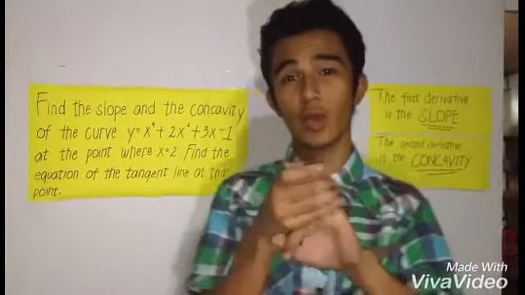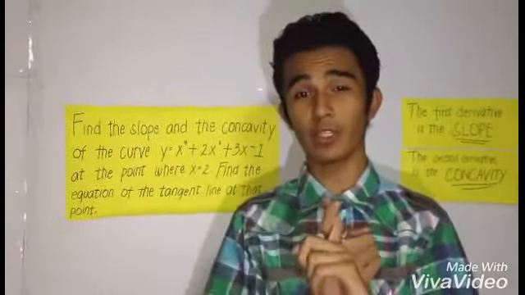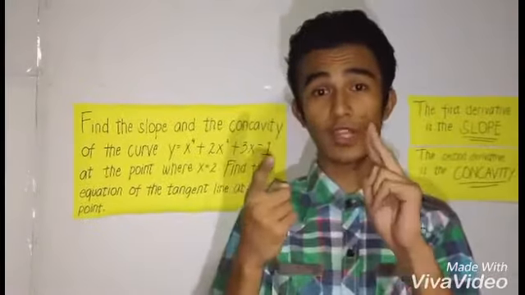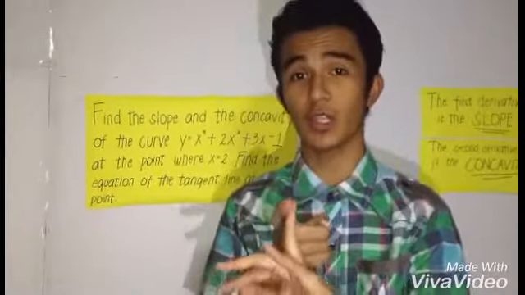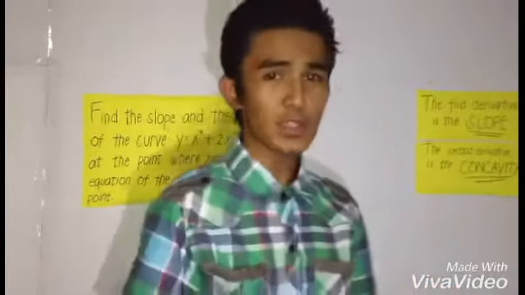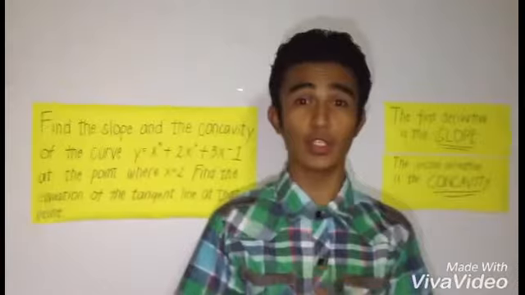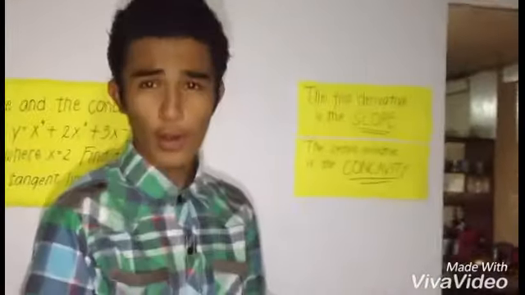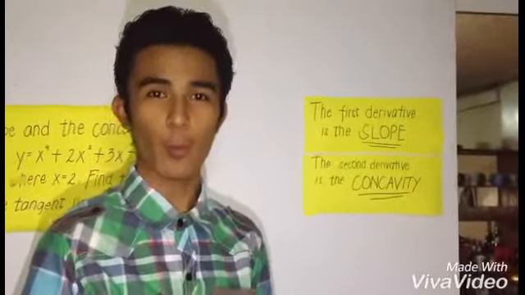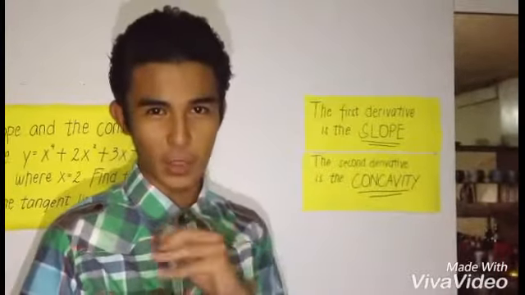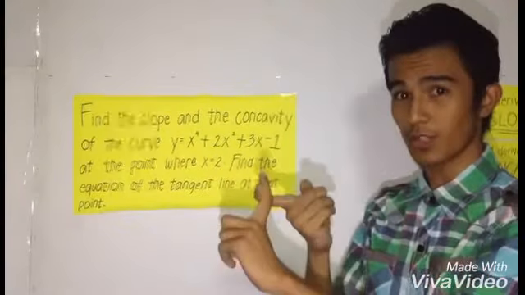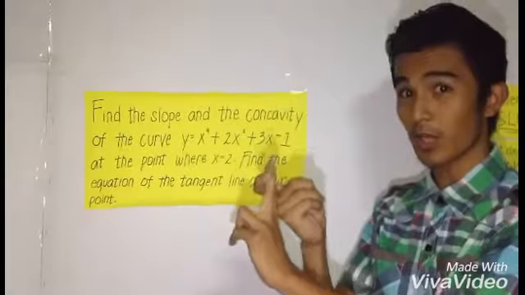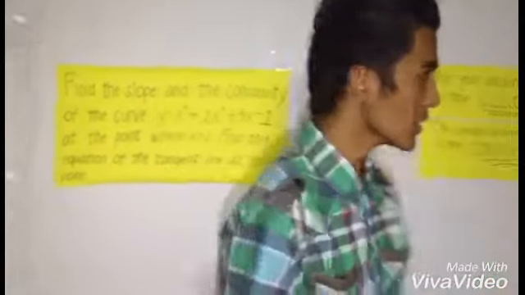So there are three things that we have to look for in this problem. The first one is the slope. The second one is the concavity. And the third one is the equation of the tangent line. There are things you have to keep in mind when we are looking for the equation of a curve. We have to remember that the first derivative is the slope, and the second derivative is the concavity. So basically, from the given curve, we have to get its first derivative and its second derivative to get the slope and the concavity.